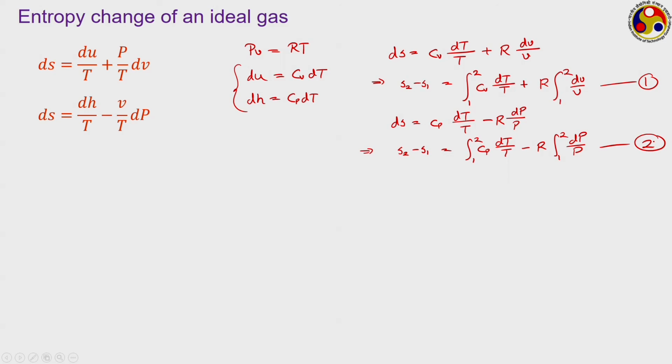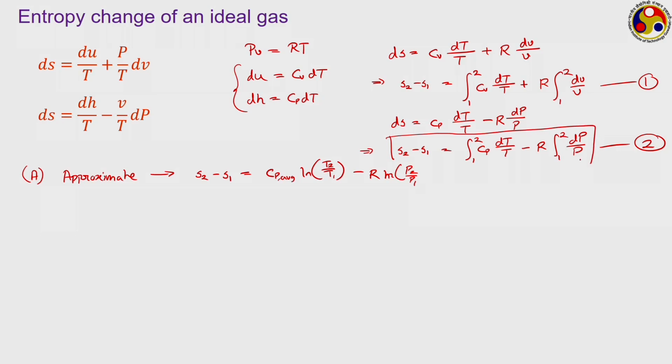Depending upon what kind of information is available to you, if we know the change in pressure and information about Cp, then we use the second one. If we know the change in volume and information about Cv, then we use the first one. Cp and Cv generally are functions of temperature, so there are two approaches. The first one is called the approximate approach. In the approximate approach, we consider an average value of Cp and Cv and proceed accordingly. So, if we take the second one, according to the approximate approach, S2 minus S1 will be equal to Cp average into ln T2 by T1 minus R ln P2 by P1, following this particular equation.